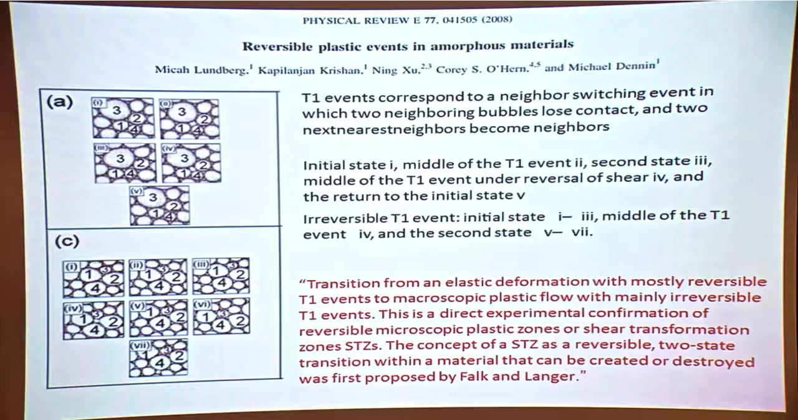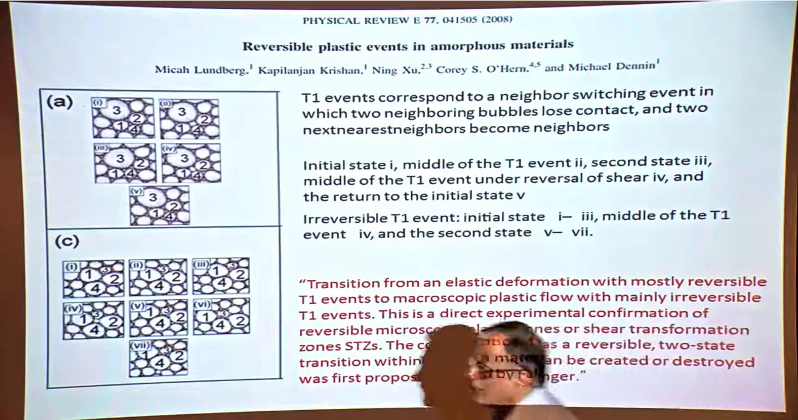So we are looking at T1 events. How many of them are reversible? How many of them are irreversible? And this is what they have done as a function of strain. And they relate these events to the concept of STZs in bubble rafts, because this is the transition from mostly reversible events to macroscopic plastic flow with mainly irreversible T1 events. And this is a direct experimental confirmation of STZs and so on. So this is just a suggestion they're making.